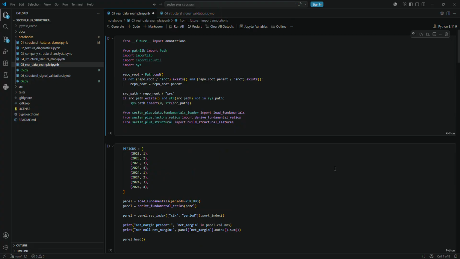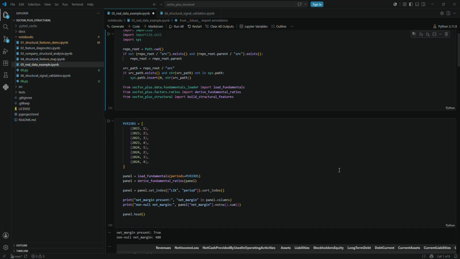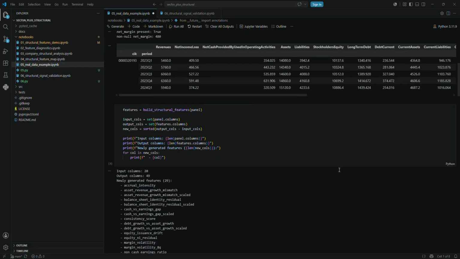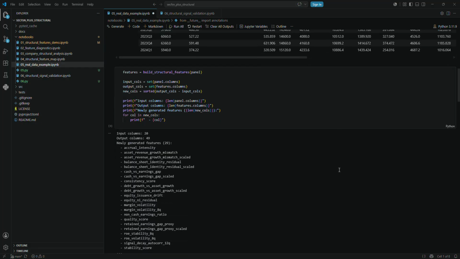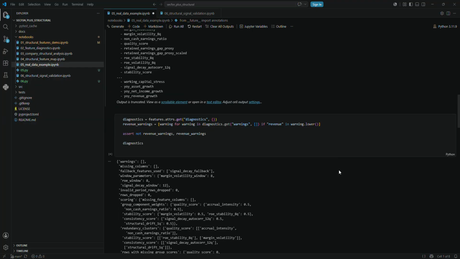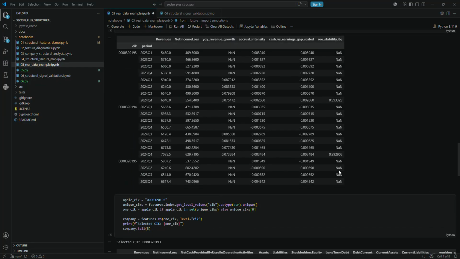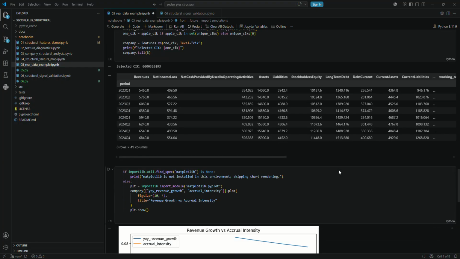Notebook 5 is the real data example. It loads clean fundamentals, derives the base ratios, and then builds the structural feature set. This is where the project moves from a synthetic demo into a real SEC-derived fundamental workflow. Here you can see the pipeline adding new structural columns, including accrual-based signals, cash versus earnings measures, and stability-oriented metrics.